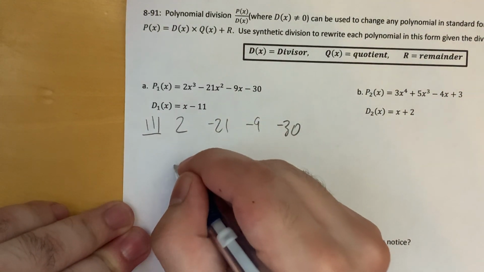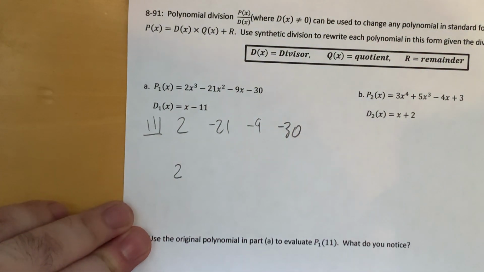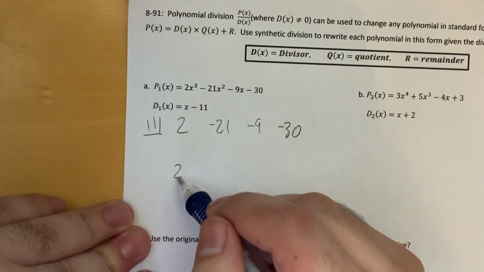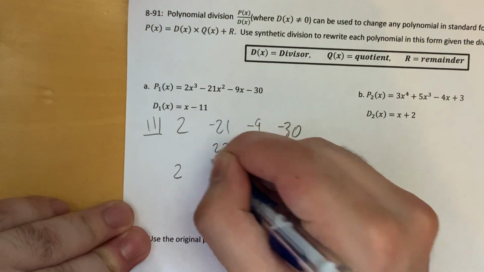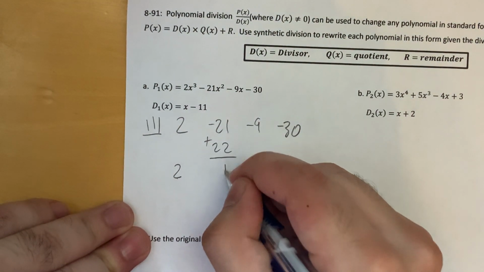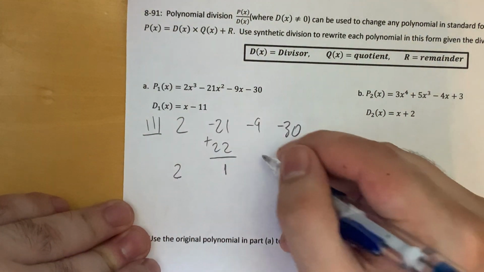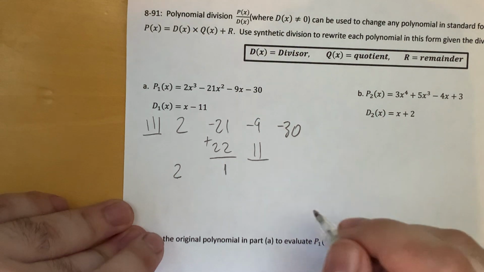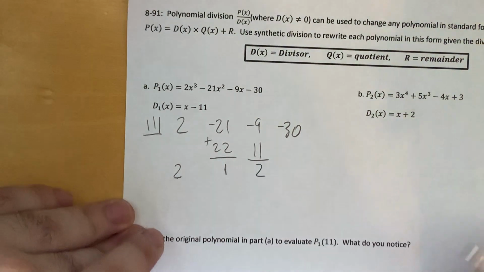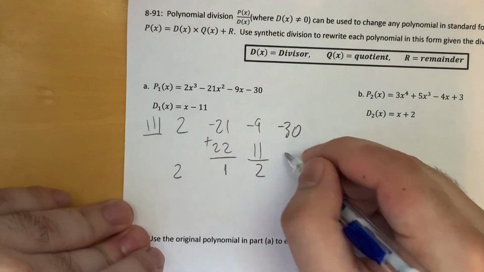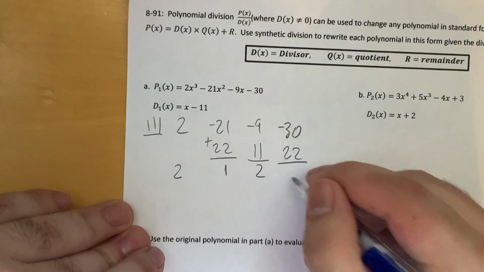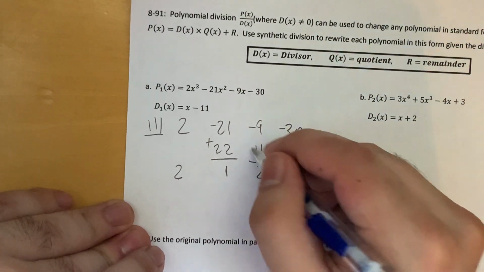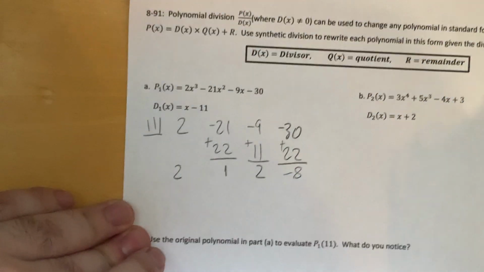All right, let's bring it out. Here we go. We get a 2 instead of a 1. So 11 times 2, we get 22. We add these together. We get a 1. 1 times 11, put the 11 here. 11 plus negative 9, we get a 2. 2 plus 11 gives us 22, and if we add these together, we get negative 8.